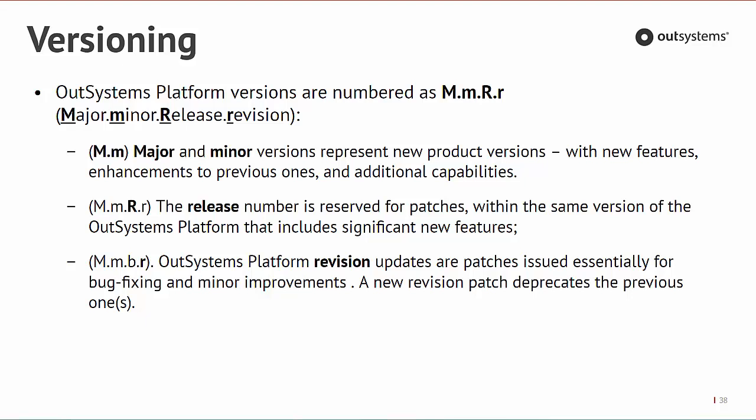A new release, so the R, is issued whenever a complete package is distributed with significant improvements to current functionalities, but without breaking the existing features. So an update to a new release keeps the compatibility with the previous release, as long as the major and minor don't change. So it does not introduce breaking changes with previous release and does not force an update to components of the OutSystems platform.